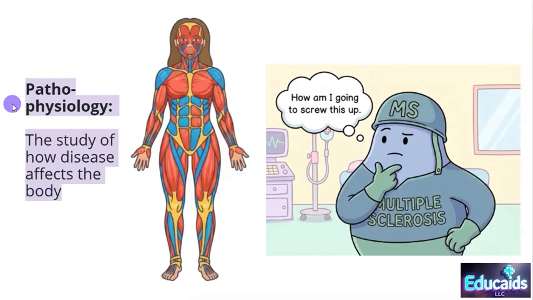Pathophysiology, so the name of our class, that is the study of how disease affects the body. And so kind of have this as a visual. So we've got your physique of the body, and then we have this disease over here. This is MS, this is multiple sclerosis. And so that disease looks at the physiology and goes, how am I going to screw this up? So how the disease affects the body is pathophysiology.